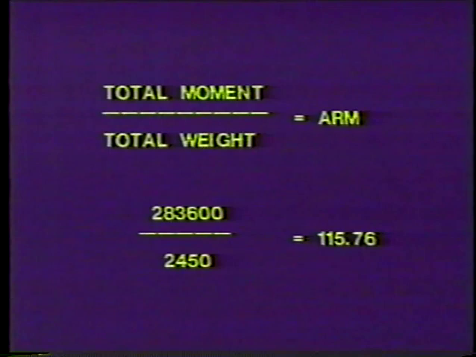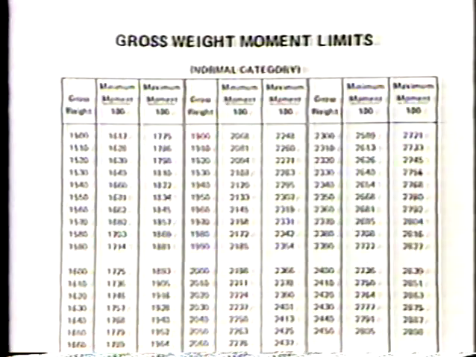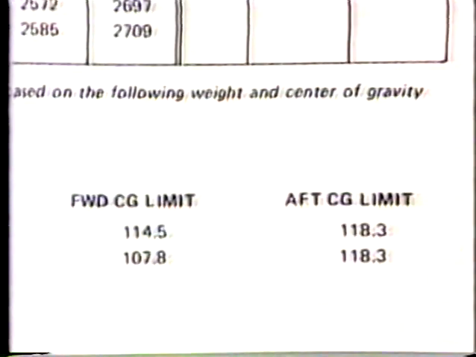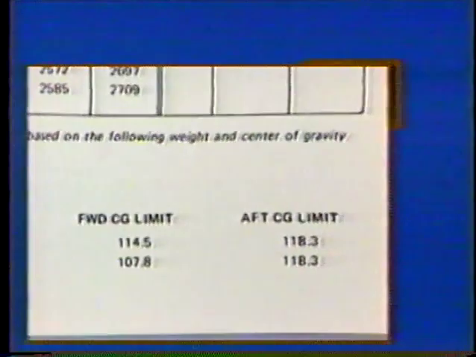We now have all the information needed to calculate the center of gravity. Divide the total moment number, 283,600, by the total weight number, 2,450, which places the center of gravity 115.76 inches from the datum. With this center of gravity location, the answer to our original question is yes. The center of gravity is within the forward limit of 114.5 inches and the aft limit of 118.3 inches.